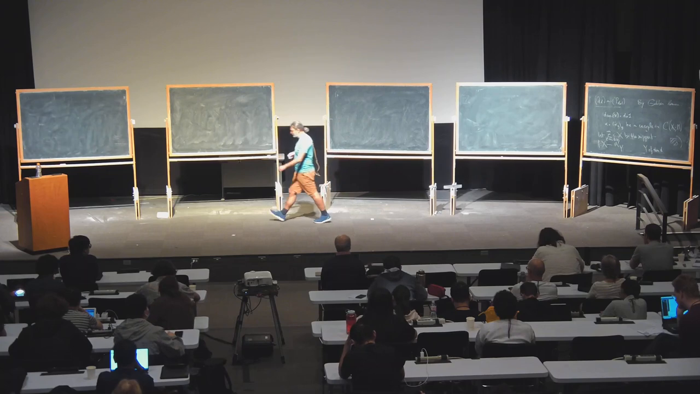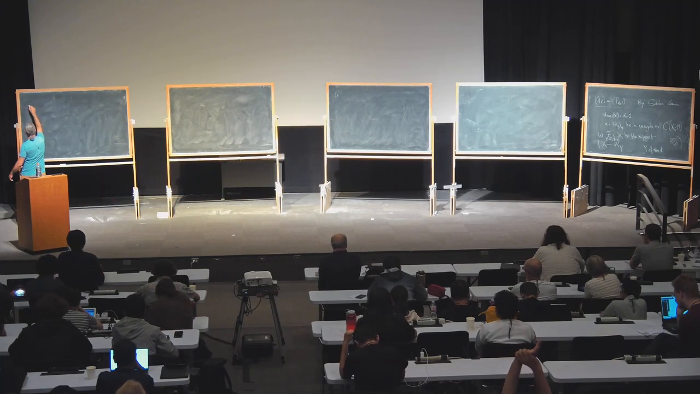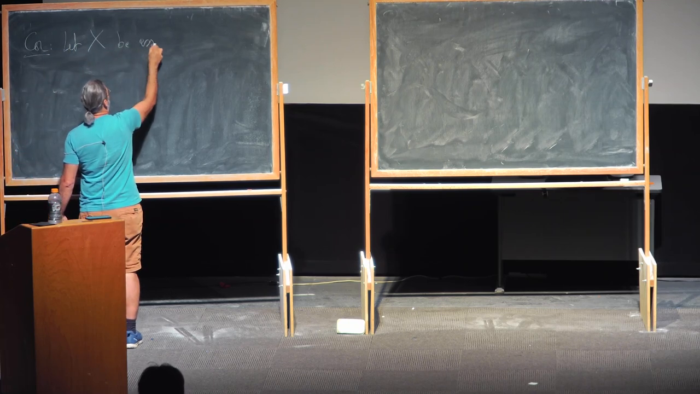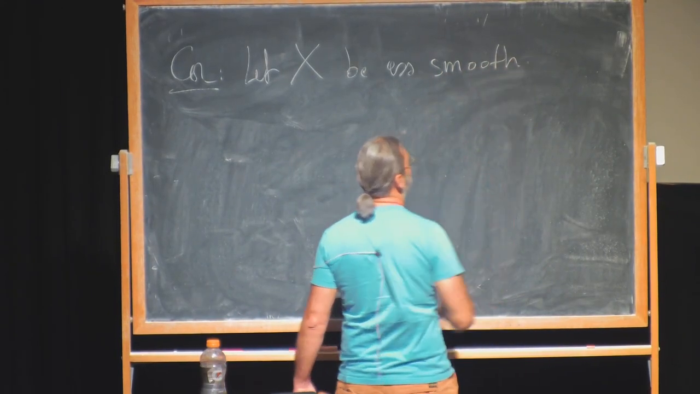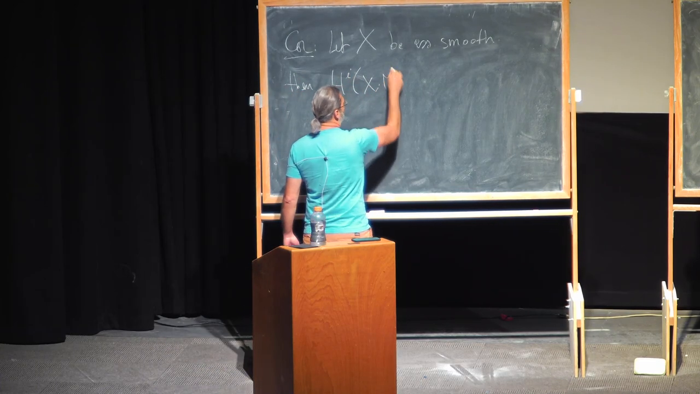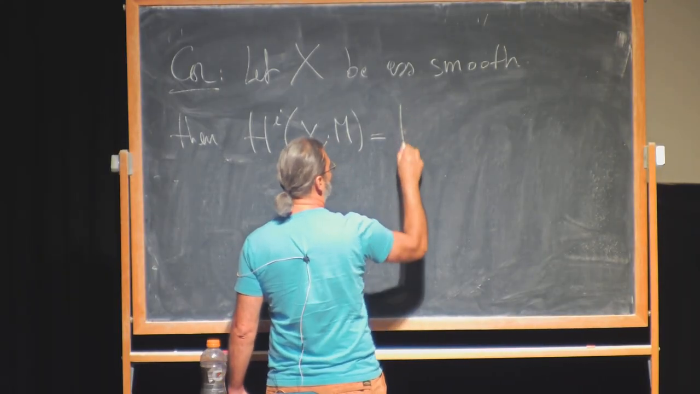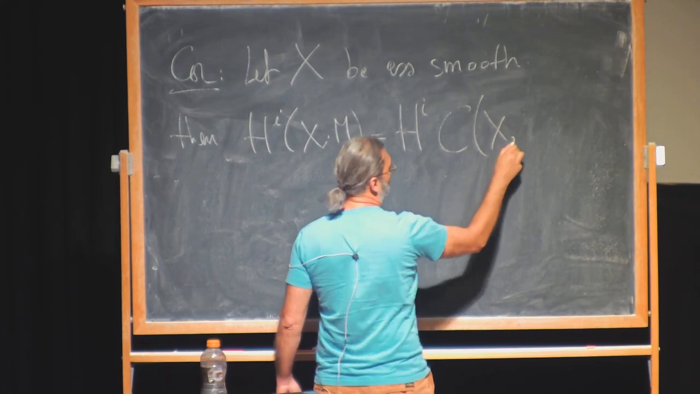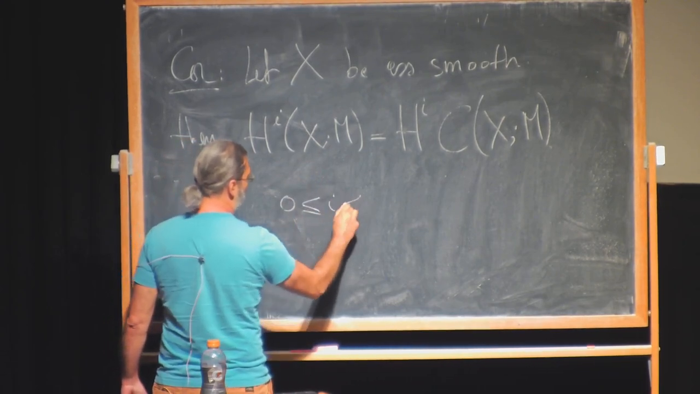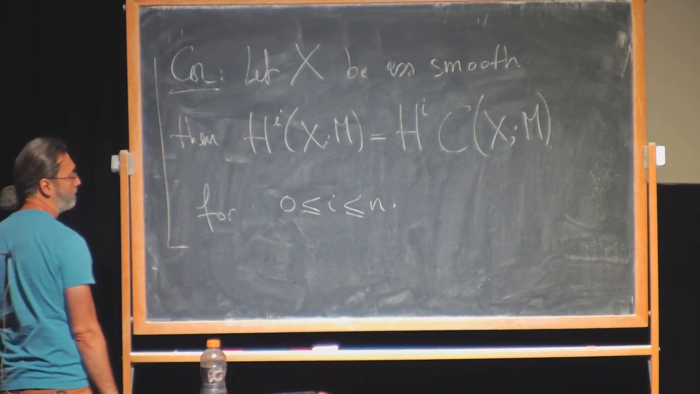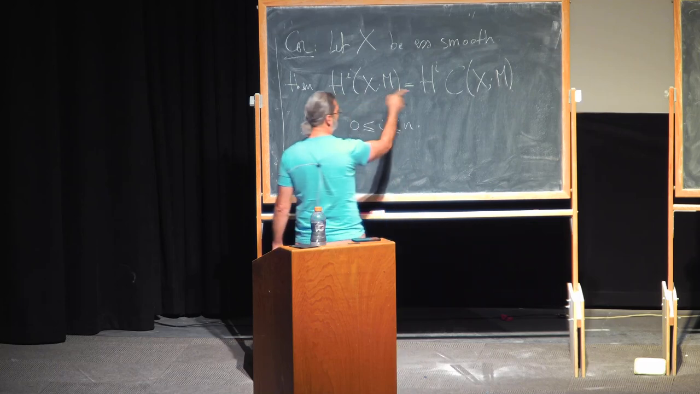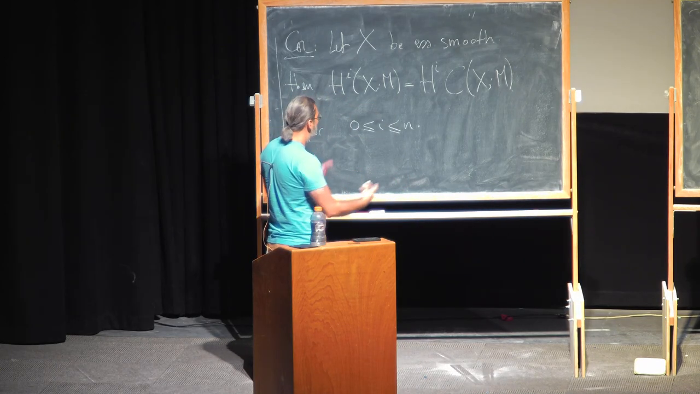Okay, so as a consequence of this, we obtain the following corollary. Let X be essentially smooth, now not necessarily local. Then the cohomology of X with value in M is computed using the Cousin complex. It's the cohomology of the Cousin complex of M if I is between 0 and n. That's an easy consequence of the fact that for X local, this is true.